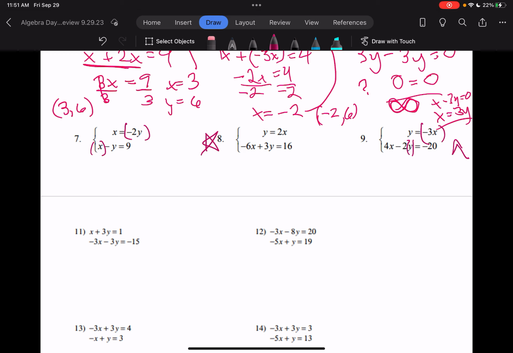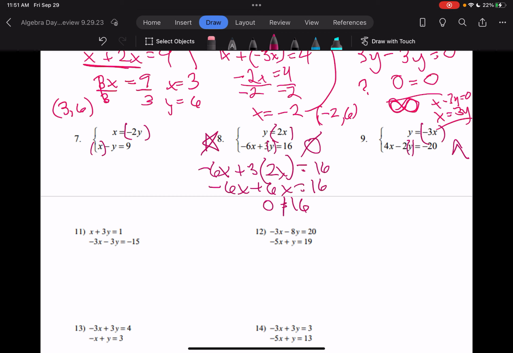We're going to plug in 2x for y here. So I'm going to rewrite this as negative 6x plus 3 times 2x equals 16. And so I'm going to get negative 6x plus 6x equals 16, which means 0 equals 16. That is not a true statement. So this is like the opposite of number 6, in which in this case there are no real solutions. I'm going to prove it to you by showing you on the graphing calculator.